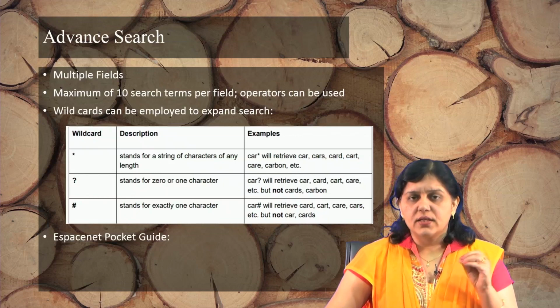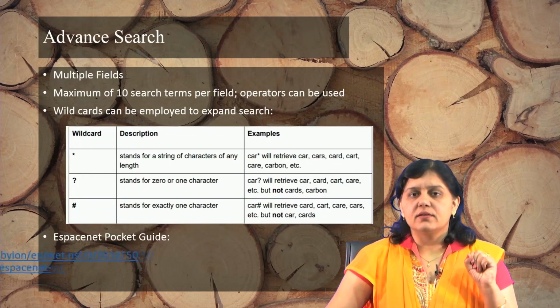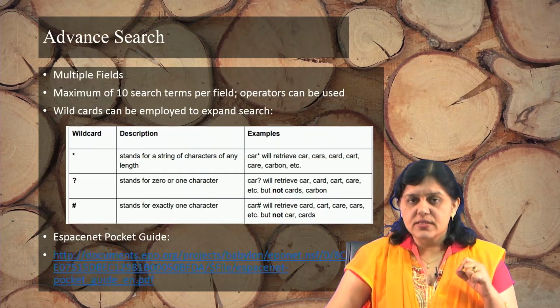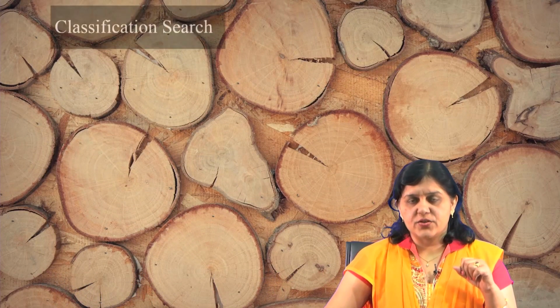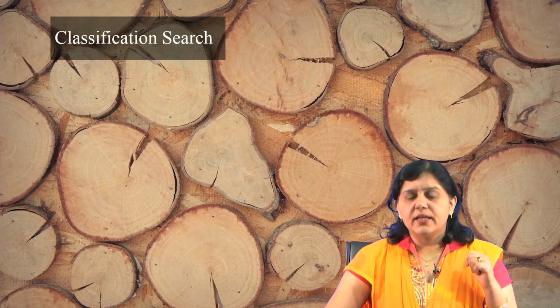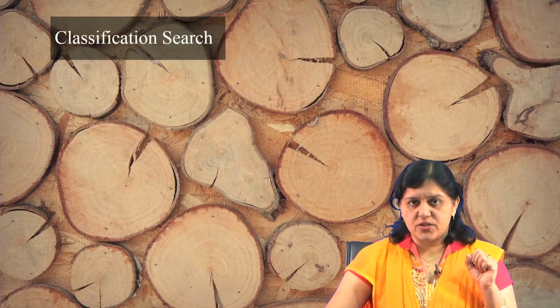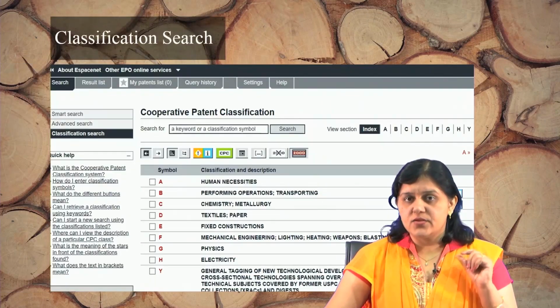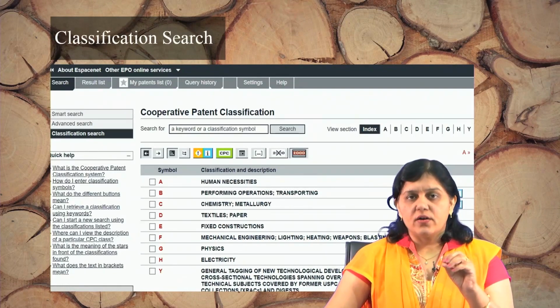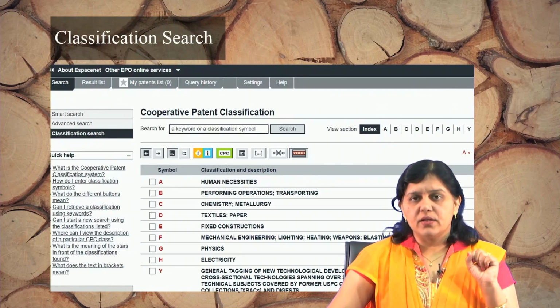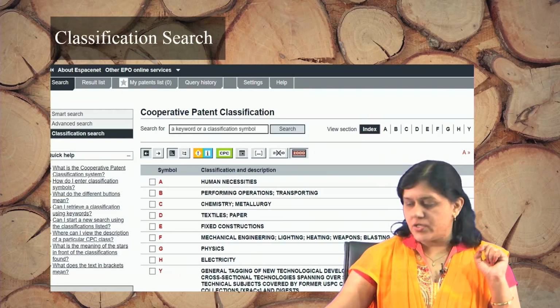Now, if you want to go further into more detail, there is a guide available, and the link is provided here. You can visit that document and use it effectively. Fine. Now, the next is the classification search. So, we have seen quick search, then advanced search, and now the classification search. When you click on it, this window opens. Now, we will see what exactly is available when you open this window.